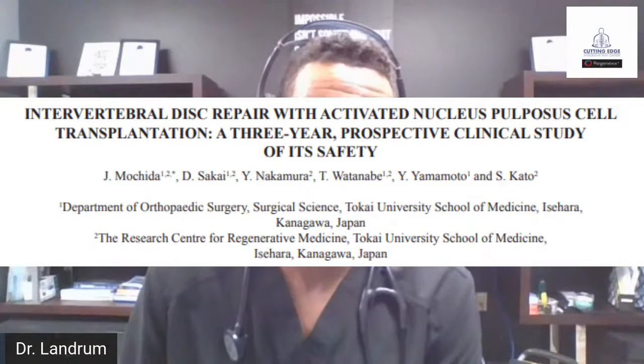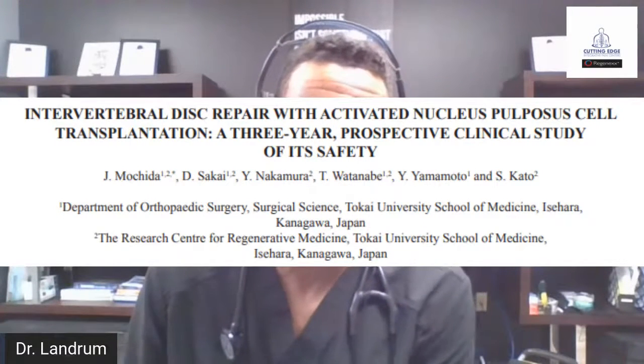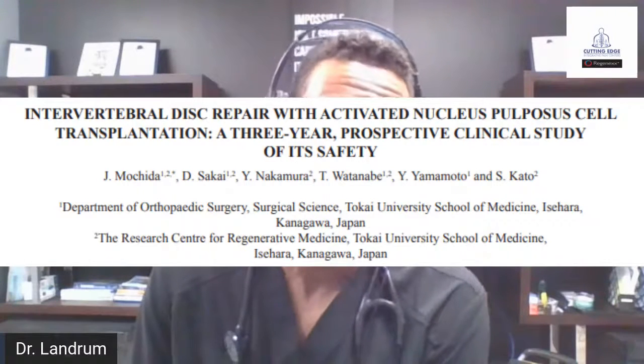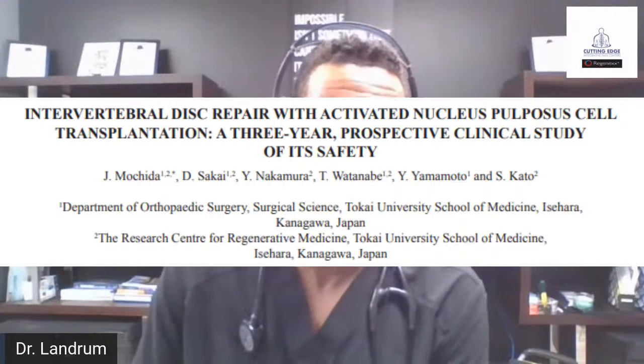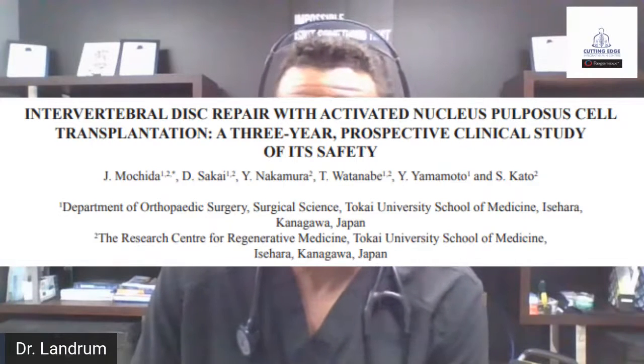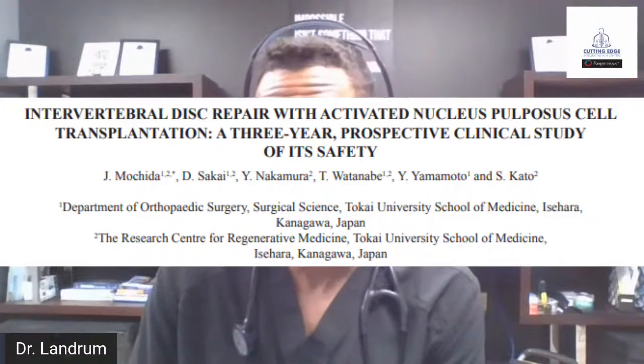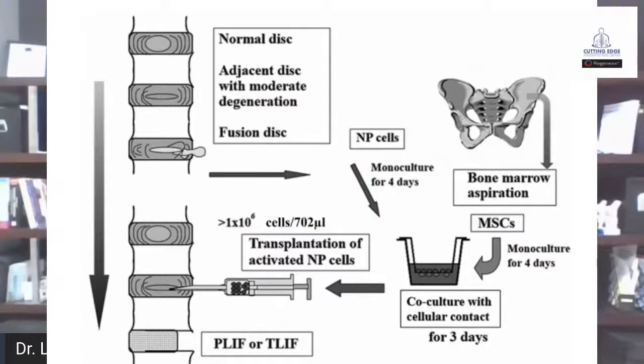It was intervertebral disc repair with activated nucleus pulposus cell transplantation, a 3-year prospective clinical study of its safety. It was done in Japan, and what they did is the things that we talked about before. What they specifically referenced as one of their figures is they looked at disc, particularly in relationship to those that had a fusion. So you have surgical hardware in place, not at that level, but above it. So adjacent disc with moderate degeneration or normal disc.